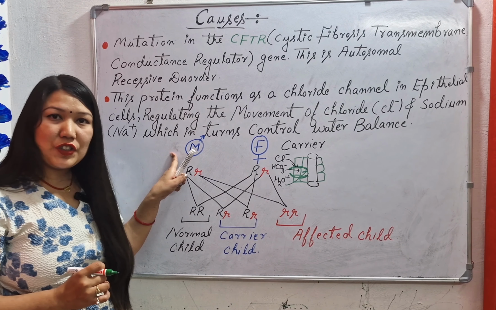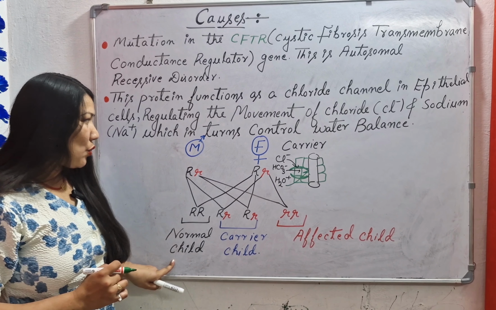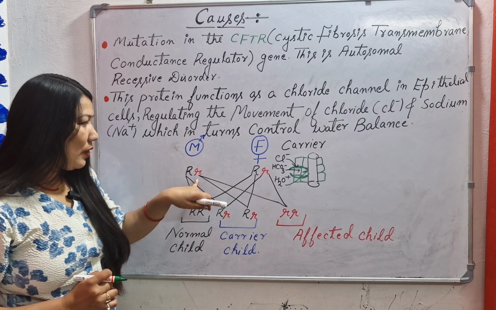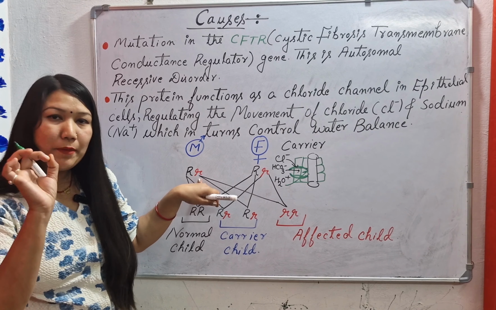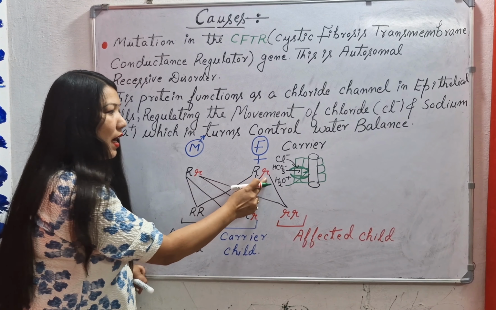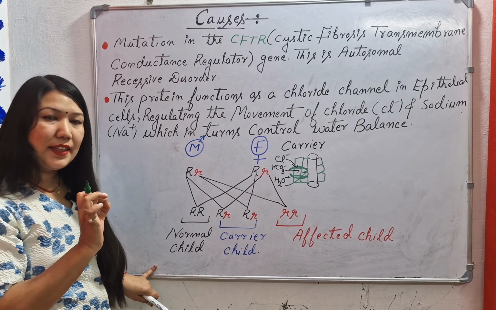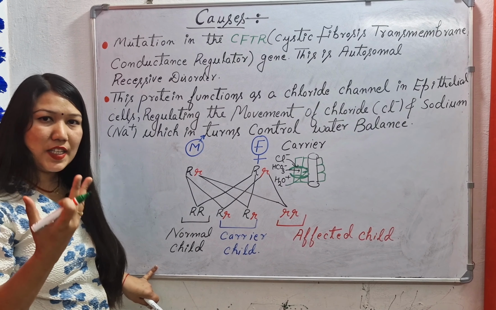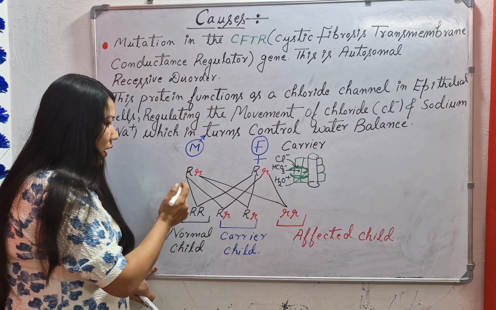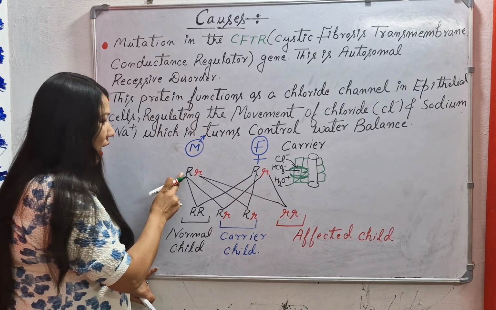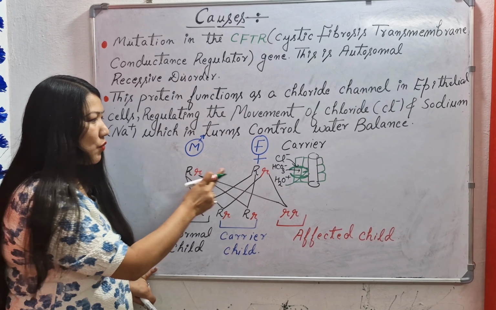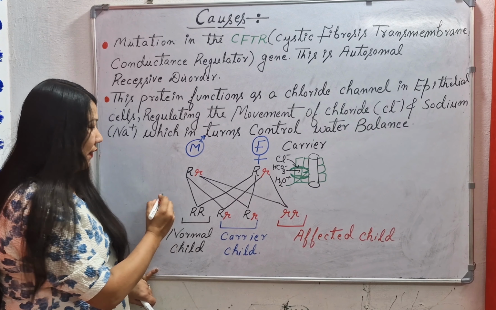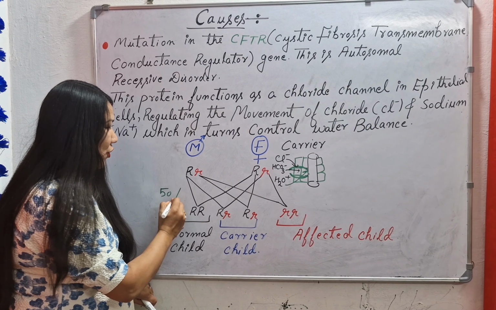So how is this cystic fibrosis condition transferred to the offspring? Here, male and female are both carriers of cystic fibrosis. The recessive gene I have shown with the red pen: small r and small r are the recessive genes present in the male as well as in the female. Both parents are carriers. Through the Punnett square, when capital R is mixed with capital R, they will have a normal child. There is a 50% chance that they will have a normal child.